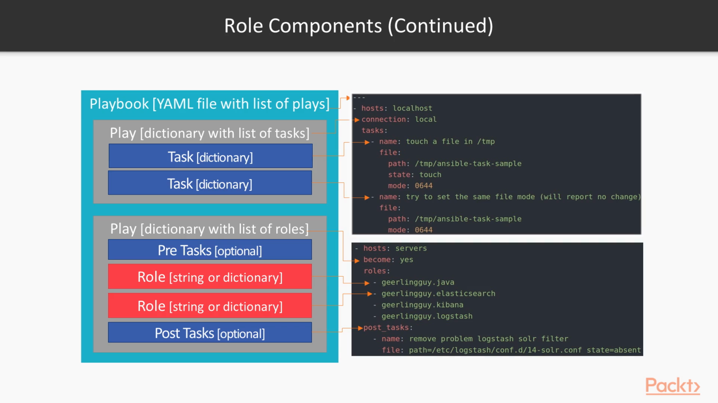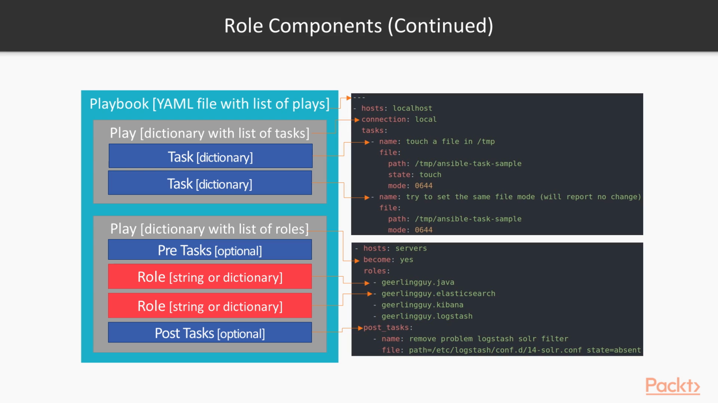On the top, you see what we have been doing until now. We've just been listing tasks in the play. On the bottom, you see how we change the play if we're using roles. Instead of listing tasks in the play, we list roles one by one as a list. Each item is usually just a string with the name of the role, as you see here.